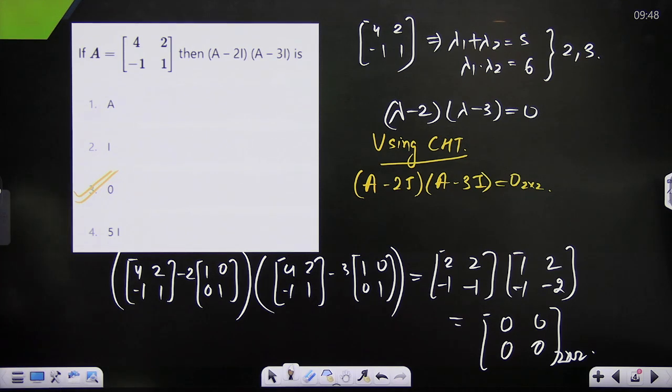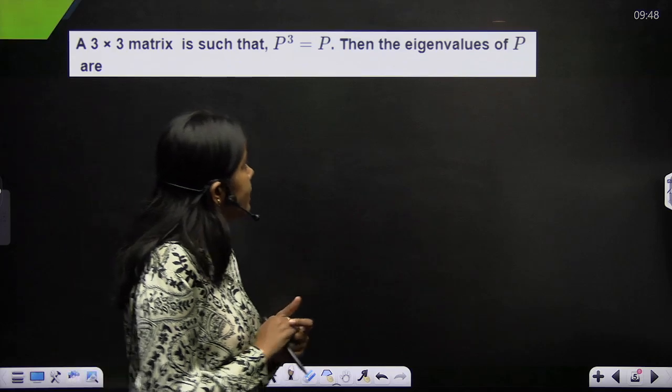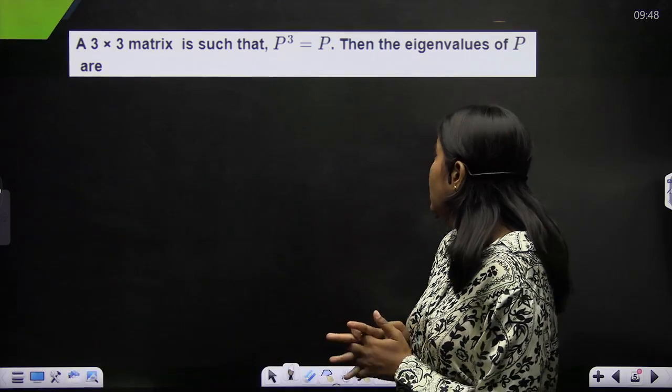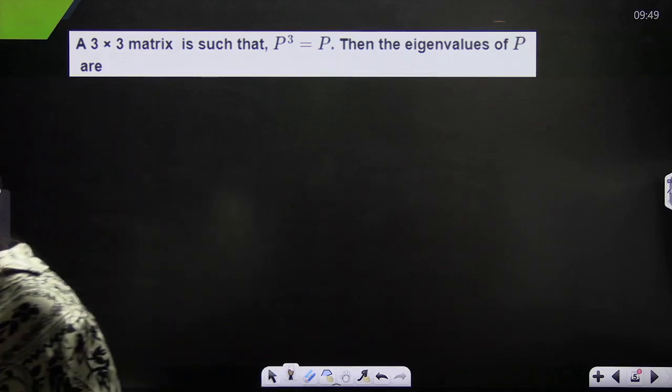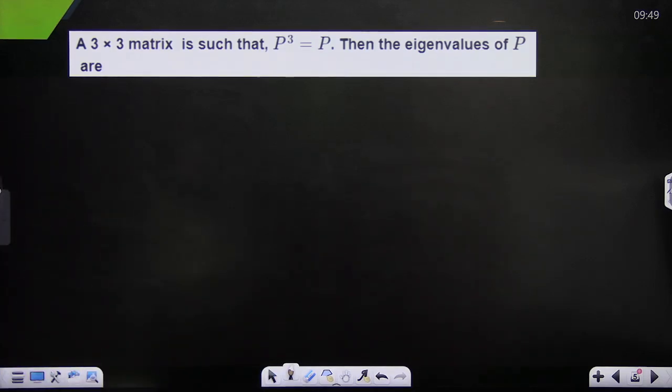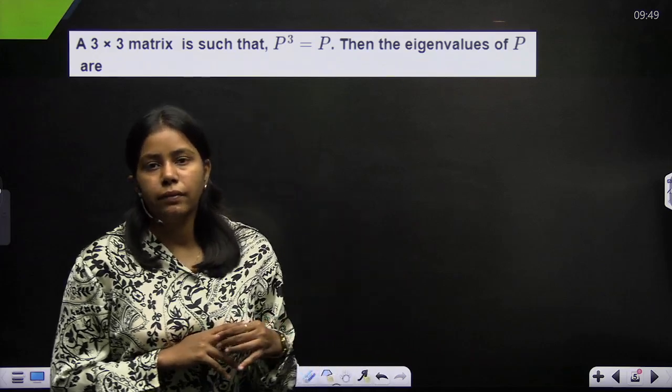Now let's see the next question. Next question: P is a 3 cross 3 matrix such that P cube equals P, then the eigenvalues of P are. You need to find out the eigenvalues of the matrix P. P cube equals P is given, and they are asking you to find out the eigenvalues of P.